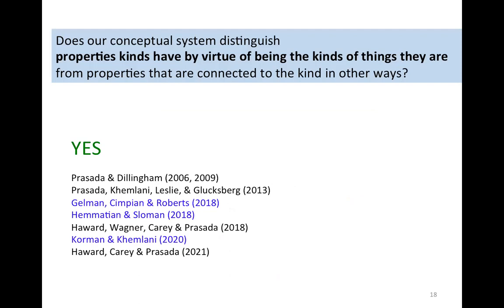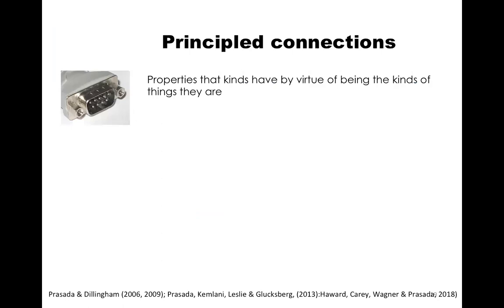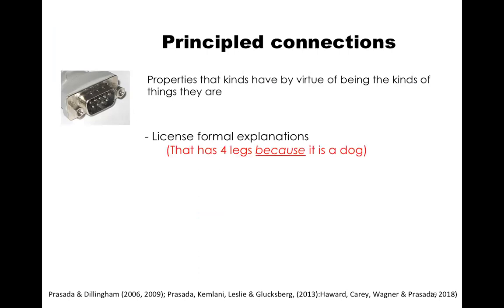In a number of papers, both from my lab and from other labs, it has been shown that properties that we believe to be true of a kind by virtue of its being the kind of thing it is are systematically distinguished from properties that are connected to the kind in other ways. In particular, properties that kinds have by virtue of being the kinds of things they are, properties that we say have a principal connection to the kind, have been shown to license formal explanations. So it sounds good to say something like, that has four legs because it's a dog, because we understand having four legs as a property of dogs that dogs have by virtue of being the kinds of things they are.